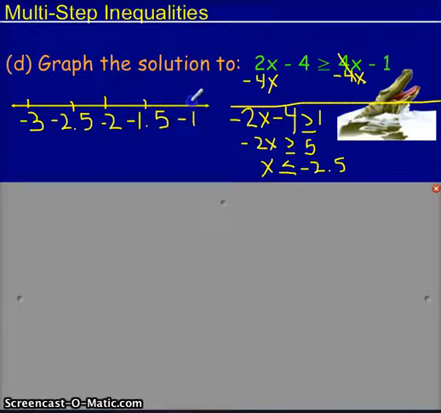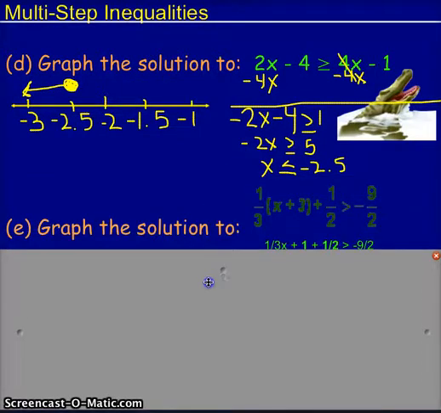Okay, now that my number line is numbered, I'm going to graph it. I need a closed circle because it's also equal to on negative 2.5. And because it's all numbers less than, I want to go in the direction towards the left. Okay. All right, let's try one more.